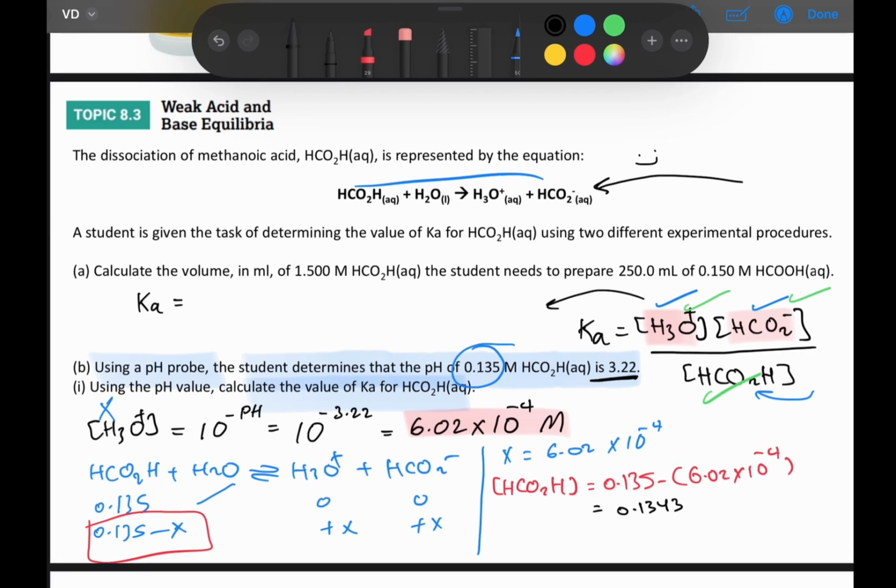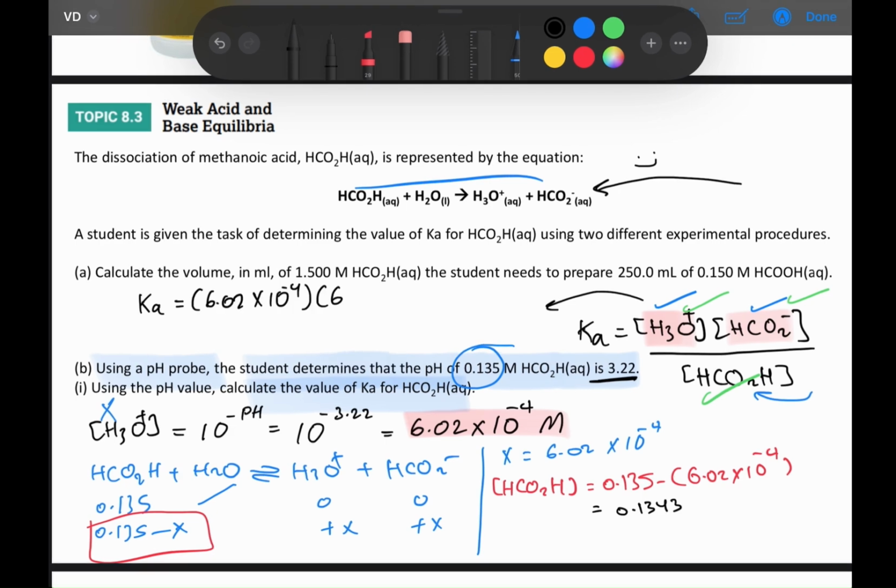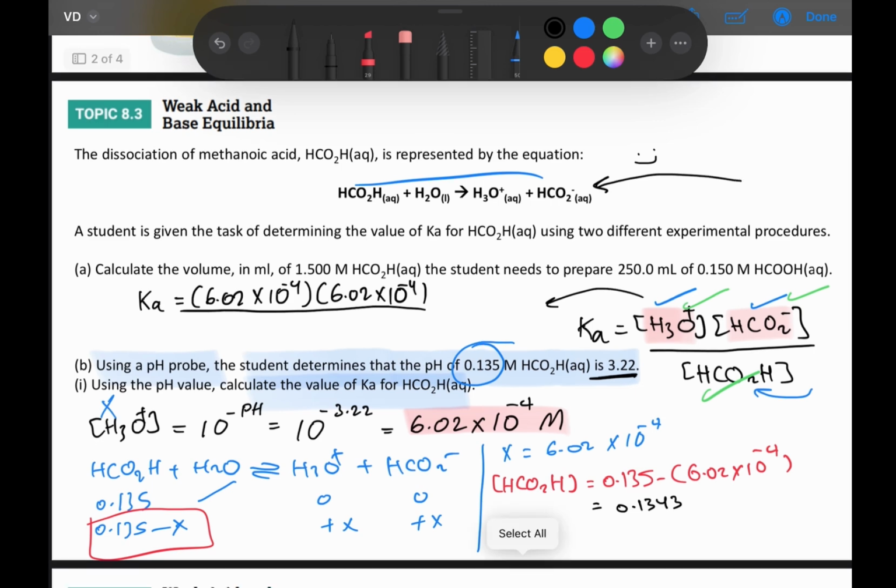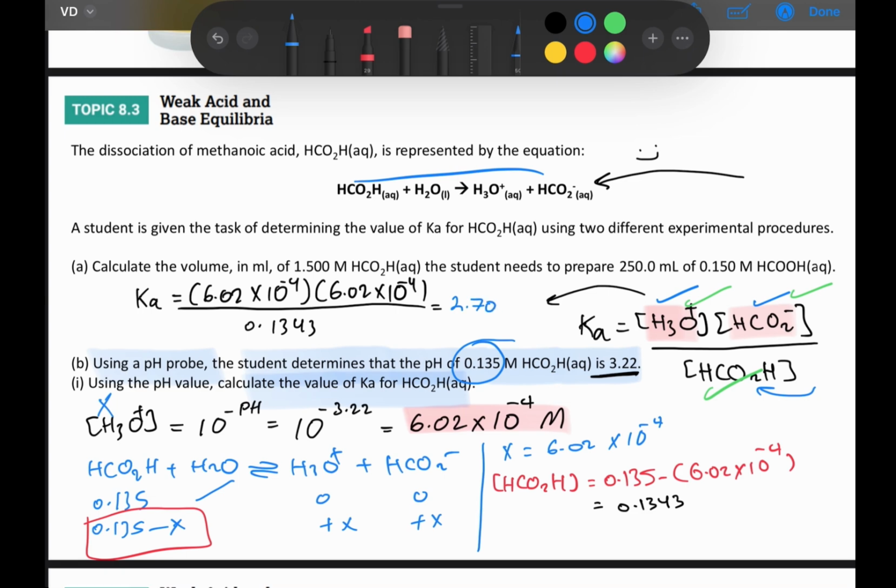So the Ka is equal to the concentration of H3O+, and you can see the conjugate base is equal. So it's 6.02 multiplied by the same value, over the concentration of the acid at equilibrium, 0.1344, and then the answer is equal to 2.70 times 10 to the power negative 6. All right, so we calculated the value of Ka.